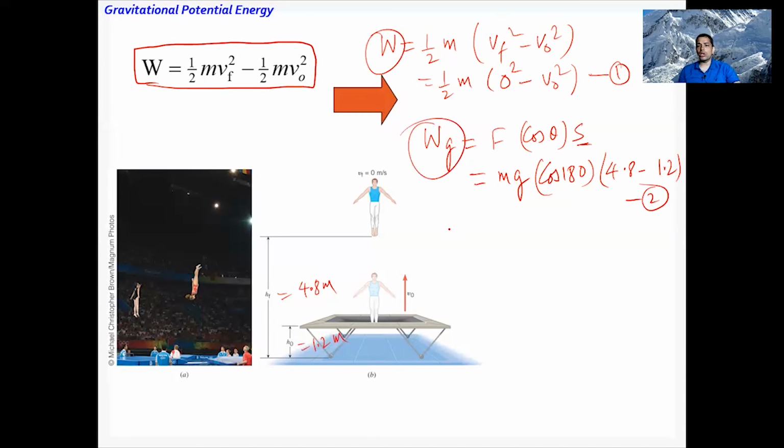Both of them are work done, right? So they should be equal. That's why 1/2 m times 0 squared minus v0 squared equals mg. This is minus, right? You can add minus here. Then 4.8 minus 1.2. Okay. So divide both sides by m.